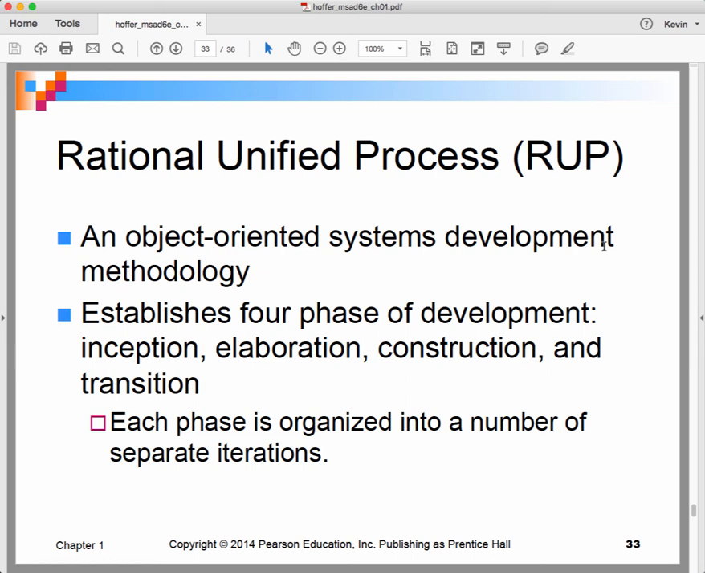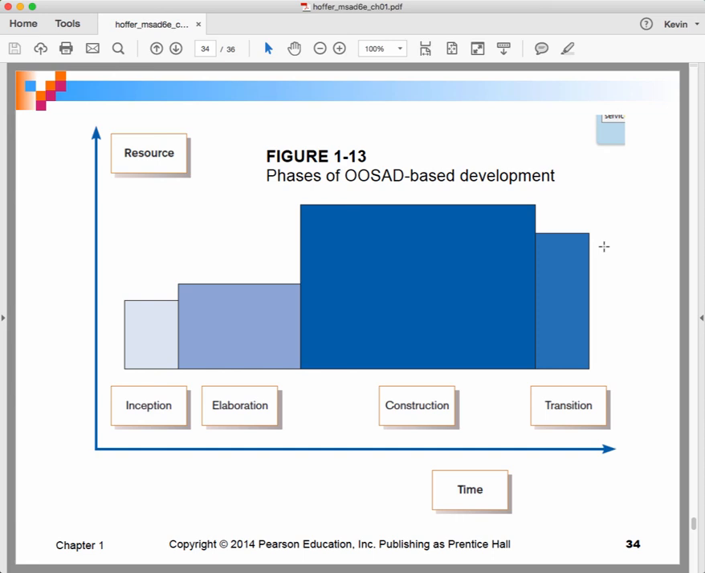Now, they do talk about the Rational Unified Process, or RUP, and RUP is an IBM methodology product. I think what's interesting about RUP is that it is a really interesting combination of the waterfall approach and the agile approach. So they've tried to marry those two, and so it's friendly to the object-oriented approach. It establishes 4 phases of development: inception, elaboration, construction, and transition. Each phase is organized into a number of separate iterations. So this is that kind of sprint idea that they've got from Scrum. Then they have how things map out here into the basic phases. I'm not going to put a lot of time into talking about this either.